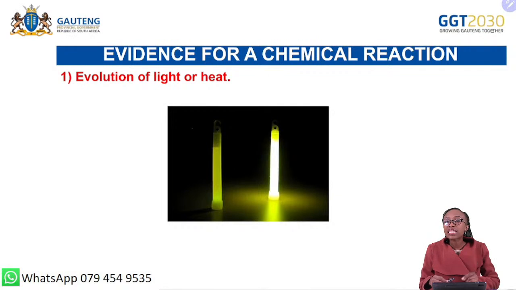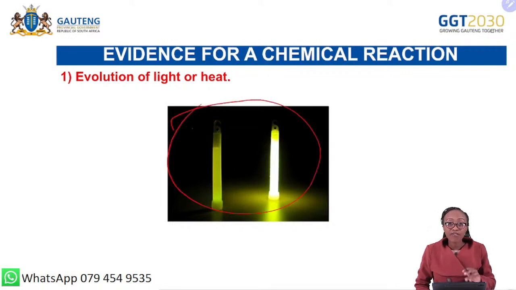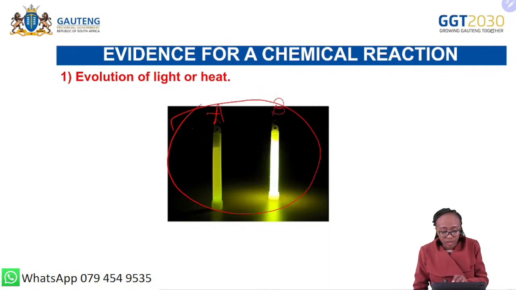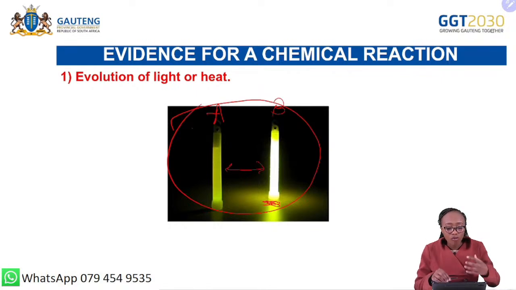So you know that there is a chemical reaction happening in those tubes, in those lights. If there's evolution of light, then we know that there has been a chemical reaction. If we look at these fluorescent lights in this diagram, at A, this is before the chemical reaction, and then B. Something must have happened between A and B in order for B to start glowing. So a chemical reaction has taken place. There has been evolution of light.